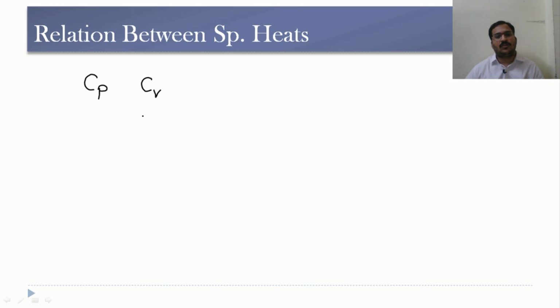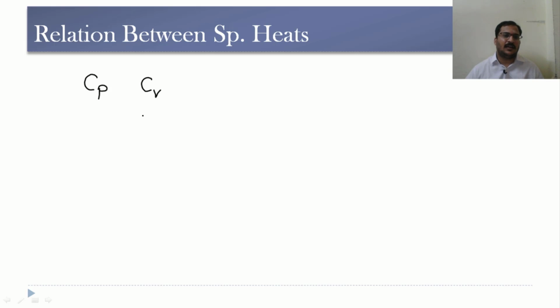See, the amount of heat required to raise the temperature of a particular substance by 1 degree centigrade, we call it as specific heat. And when we consider it by taking pressure constant, we call it as specific heat at constant pressure. When we consider by taking volume constant, we can consider it as specific heat at constant volume.